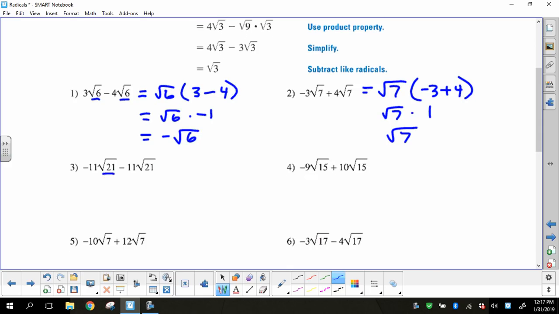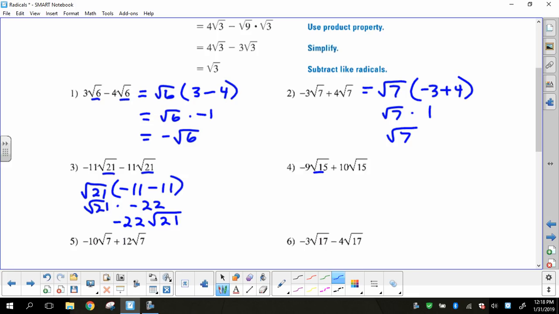Again, in this one, we have a common factor of the square root of 21. So I can use the distributive property and write it this way. And negative 11 minus 11 is negative 22 times the square root of 21. So we're just going to write this as negative 22 times the square root of 21 like that. Now, basically, we're just combining like terms.